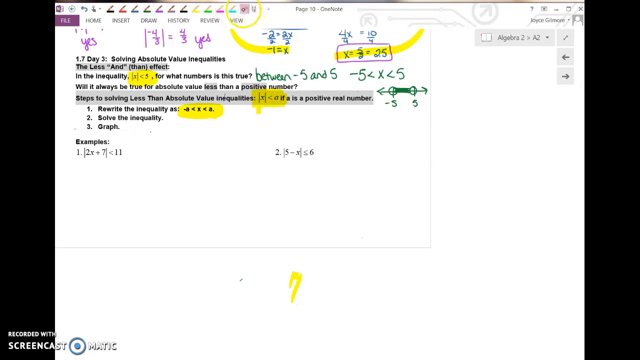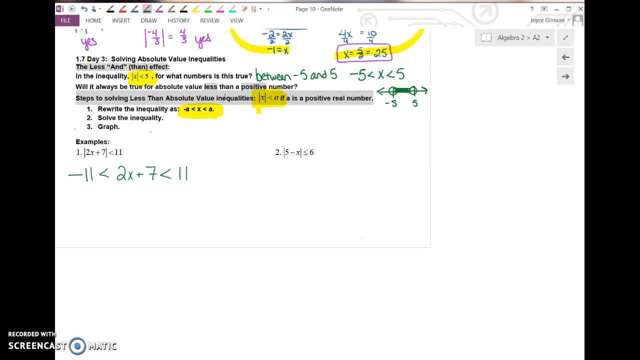Number 1, the absolute value of 2x plus 7 is less than 11. If it's a less than inequality, we set it up negative 11 less than 2x plus 7 less than 11. If you want to think of this in terms of distance, the distance has to be less than 11. So from 0 out to 11, all of the stuff in that middle area.